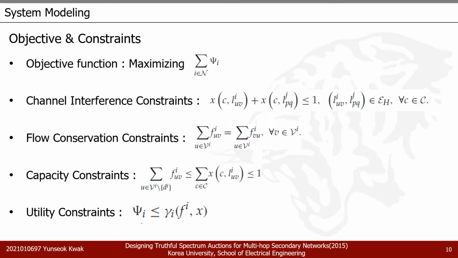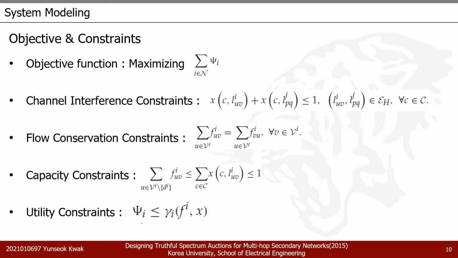And I'll introduce the objectives and constraints in this system. The objective function is maximizing the whole utility summation. And the channel interference constraint says if two edges are in conflict, then at most one allocation can be done.